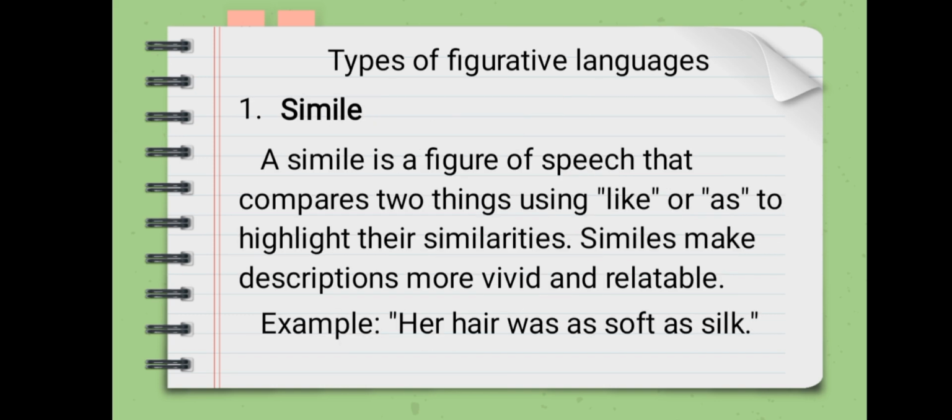There are many figurative languages that literary authors use, and we will tackle them one by one. First is simile. A simile is a figure of speech that compares two things using like or as to highlight their similarities. Similes make descriptions more vivid and relatable. For example, her hair was soft as silk. This comparison helps us imagine the softness of her hair by relating it to something familiar, like silk. If you see like or as in the sentence, it means it is a simile.